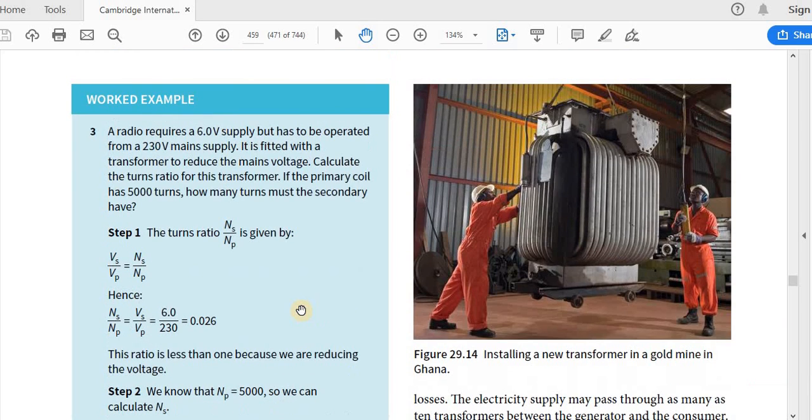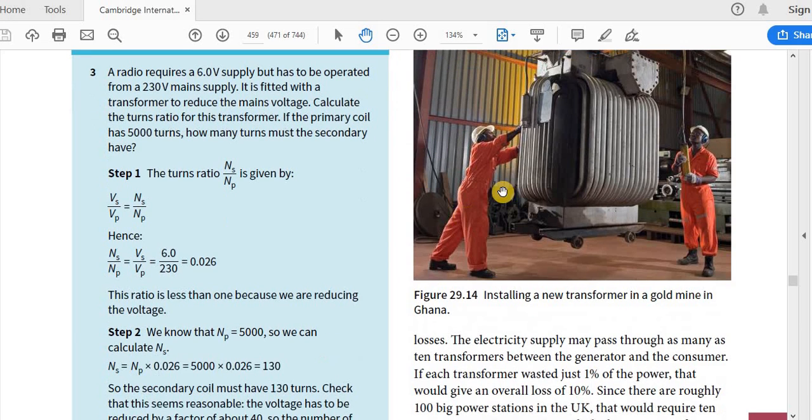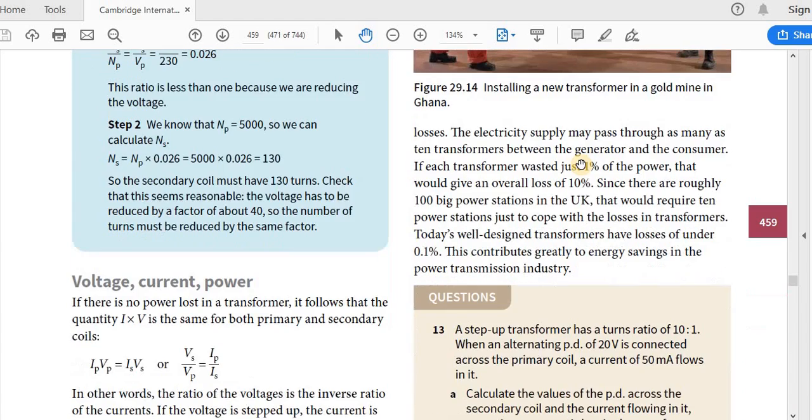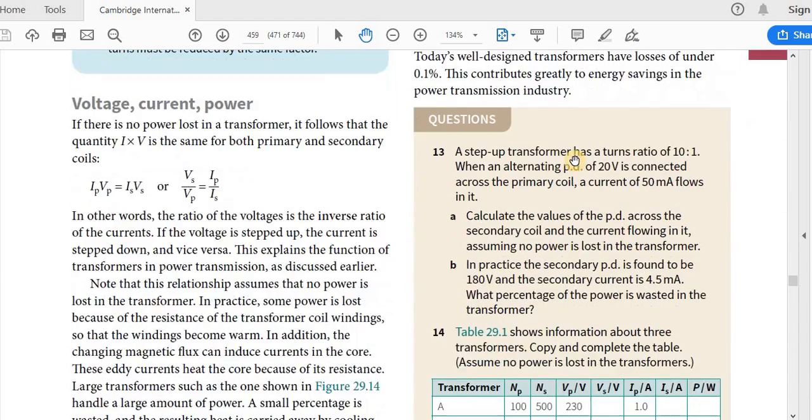Okay, so here is an image or diagram of a transformer. You have seen transformers. Even if you look at certain lamp posts, they have transformers fixed there, and also on the ground you have transformers. You should be able to see them when you walk around in the streets. Okay, so then the next equation is this one.